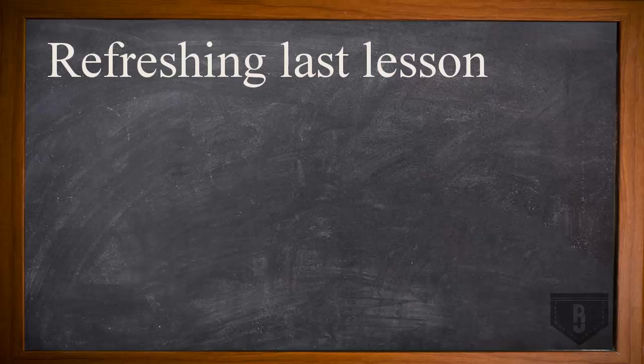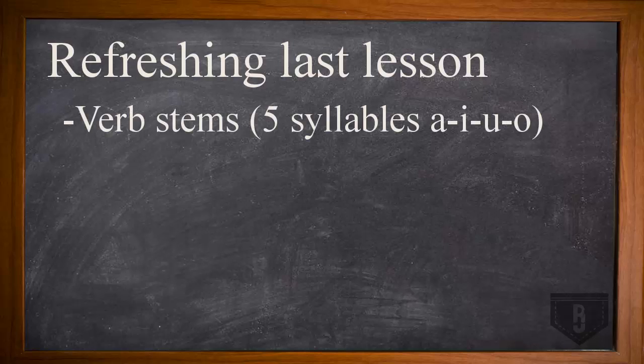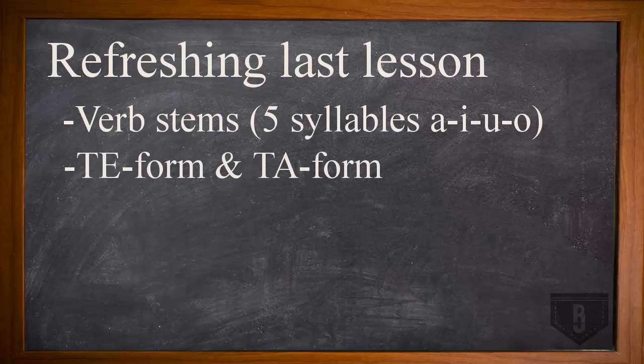So to quickly refresh your memory, in the last video I not only explained to you from scratch the basics on how to work with the verb stems, on how a verb usually has five inflections or 5 verb stems, usually ending with the 5 syllables a, i, u, e, o, and that there is also a te form and a ta form of a verb as well. I taught you how to form it, and that's a lot of work, but once you got that down, then you should be good to go.